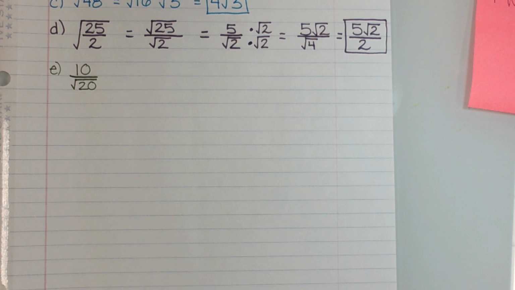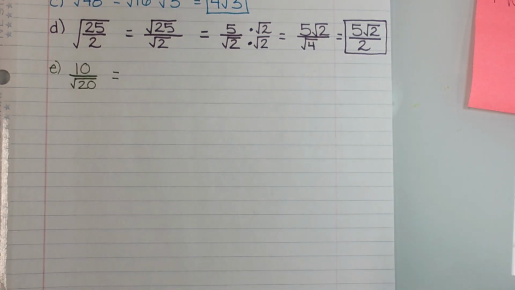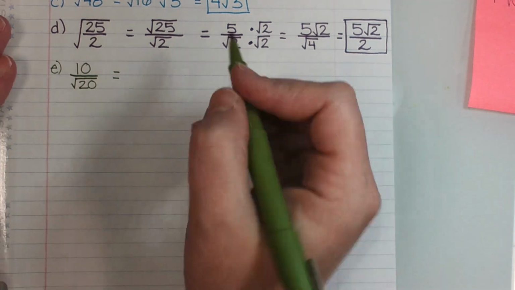I got a couple of options on where to start. Xavier, thoughts on where to start? Square root of the bottom. Simplify the square root of 20, in other words? Yeah. Okay, perfect.